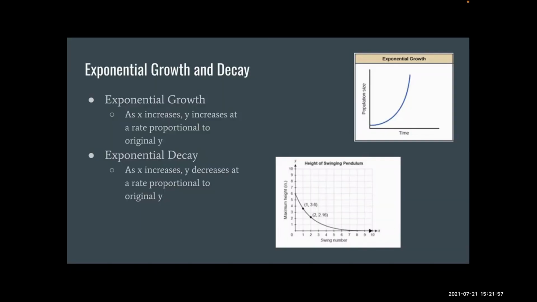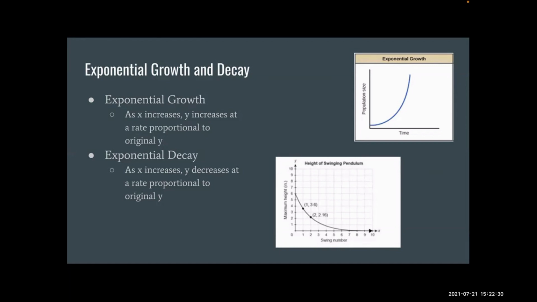So when we describe a graph for an exponential function as increasing or decreasing, it's sometimes referred to as the graph experiencing exponential growth, which is the graph increasing, or exponential decay, which is the graph decreasing. So how I define exponential growth is as x increases, y increases at a rate proportional to the original y. And then for exponential decay, as x increases, y decreases at a rate proportional to the original y.